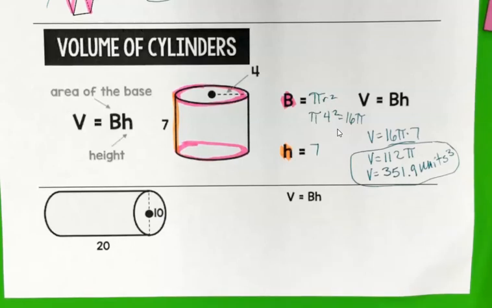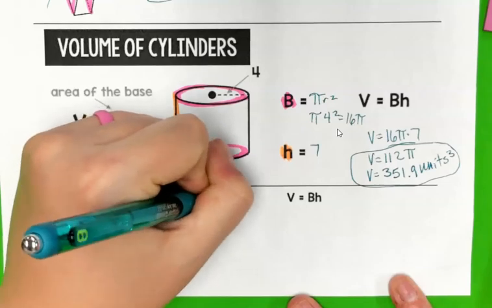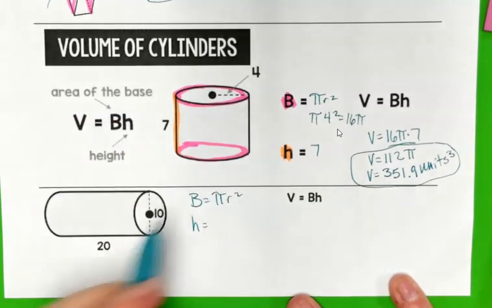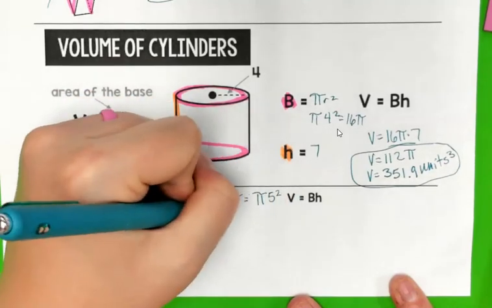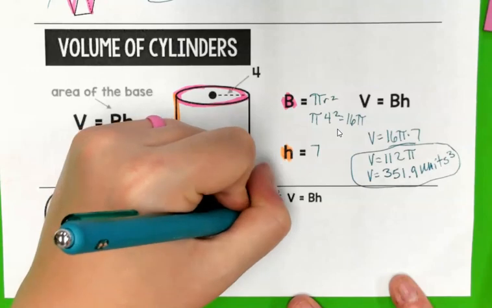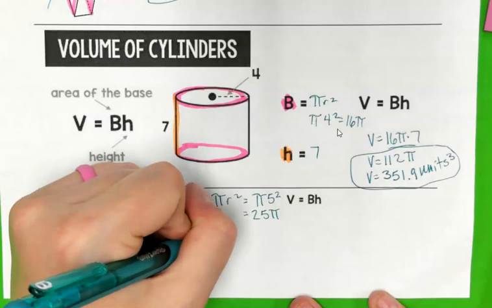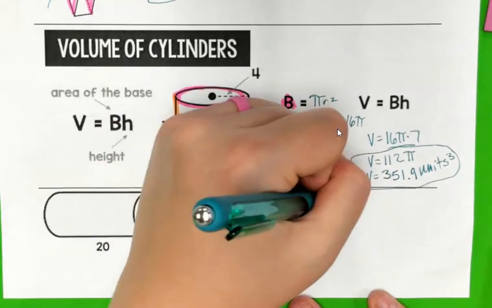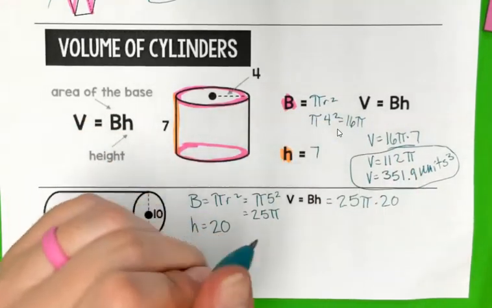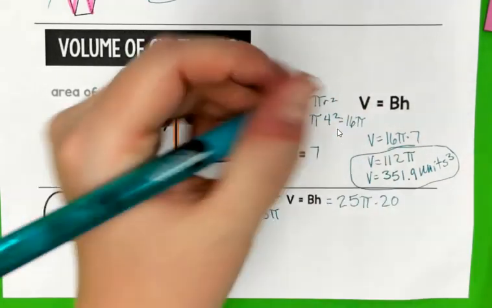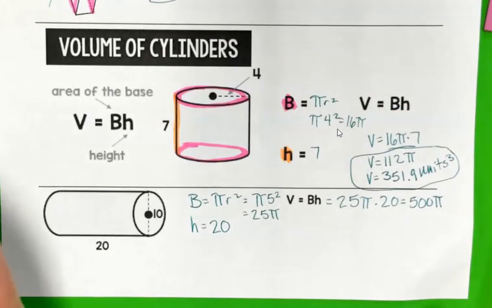And this is pretty much the exact same thing. Just make sure that when you're using pi r squared, if it gives you the diameter, make sure to cut that in half. So pi times 5 squared, your big B will be 25 pi. And then height, how far apart are the circles? They're 20 units apart. So 25 pi times 20 equals 500 pi.